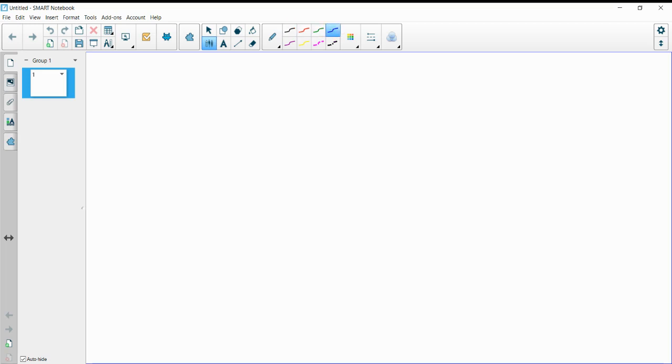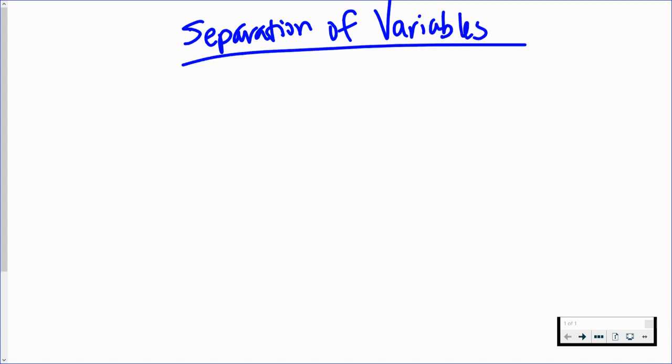Today we're going to take a look at a technique for finding an original function called separation of variables. I usually think of it as kind of like undoing implicit differentiation. So it's kind of like implicit anti-differentiation. We're kind of working backward. We have a differential given to us and we want to find the original function, usually in terms of y.